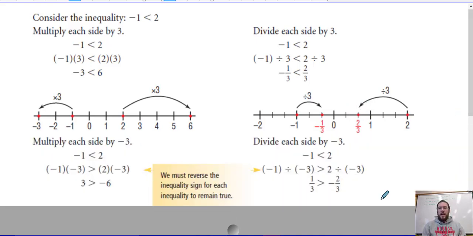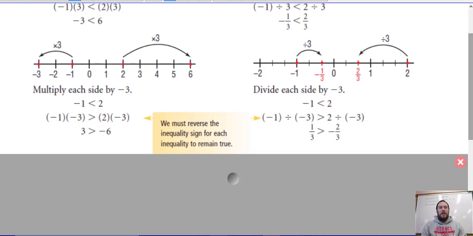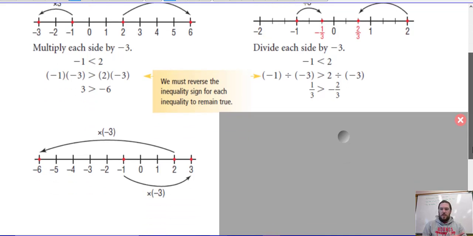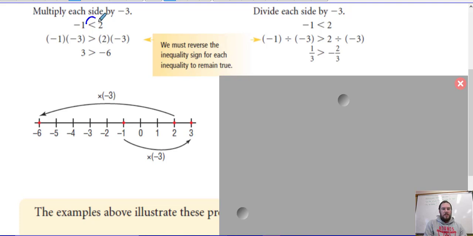But what if, instead of multiplying and dividing by 3, I multiplied them and divided them by negative 3? So what happens is, well, the negative 1, when it gets multiplied by negative 3, it goes to the other side of the 0, right? Instead of being to the left of 0, it ends up being brought over to the right of the 0. And the 2, when I multiply it by negative 3, ends up being brought over to the left of 0. So what ends up happening is they switch sides, right? They switch what side of 0 they're on, which means that these inequality symbols have to switch as well. And then the same thing is going to be true for dividing by negative 3.